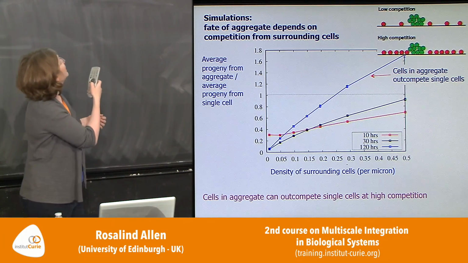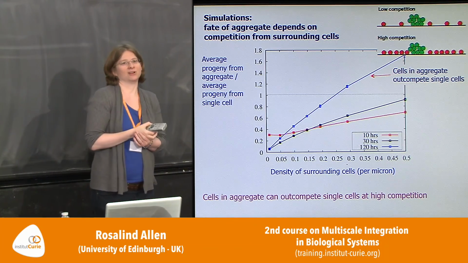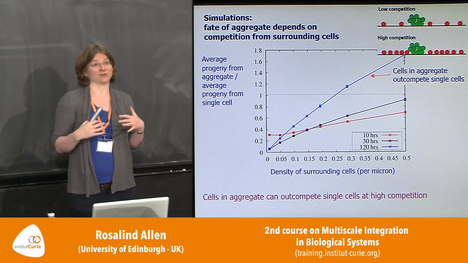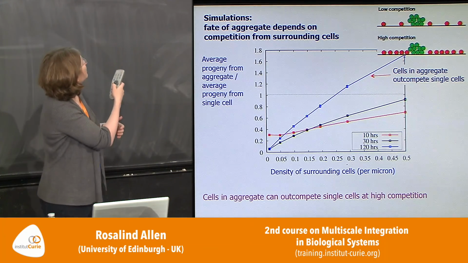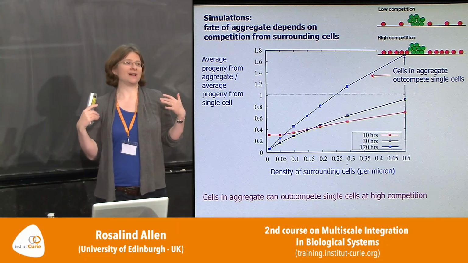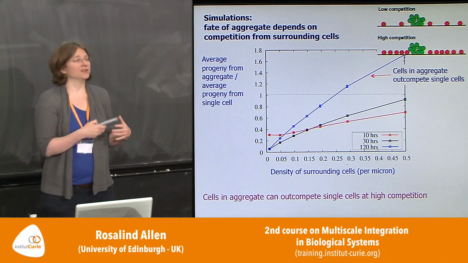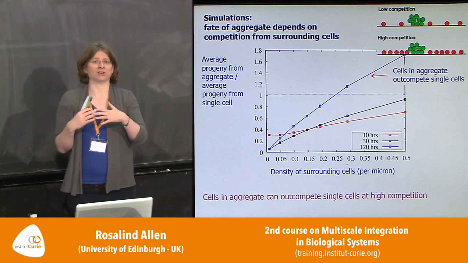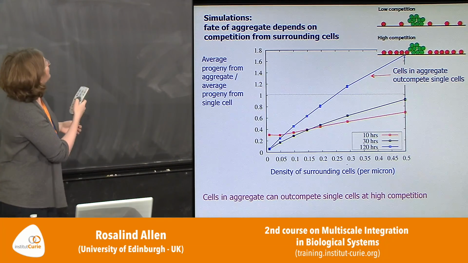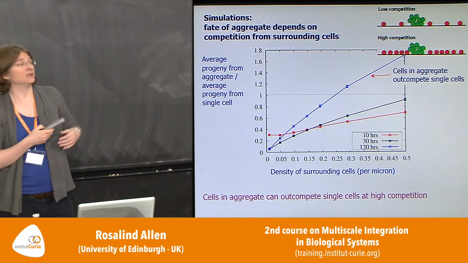The thing he's plotted here is the ratio of the number of progeny coming from the aggregate divided by the number of progeny per cell coming from the single cells. If this number is bigger than 1, then the aggregate somehow won. On average, the cells in the aggregate had more progeny than the single cells. If the number is less than 1, then the aggregate was outcompeted by the single cells. These data are for different time points during the simulation.